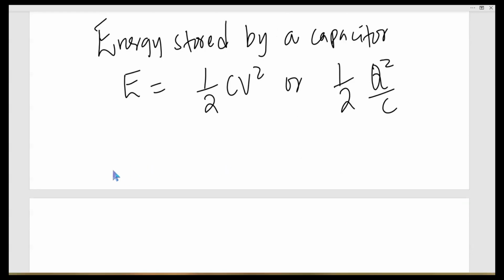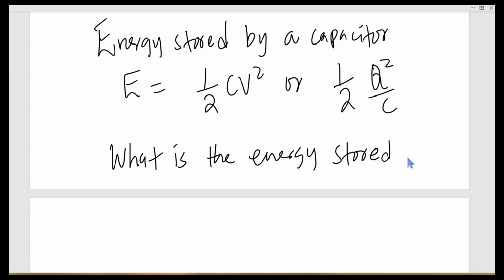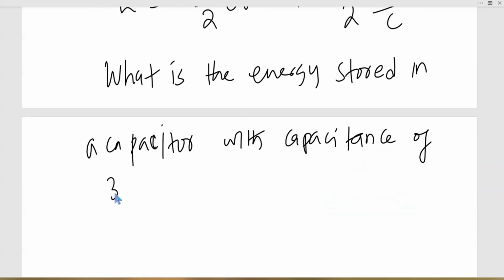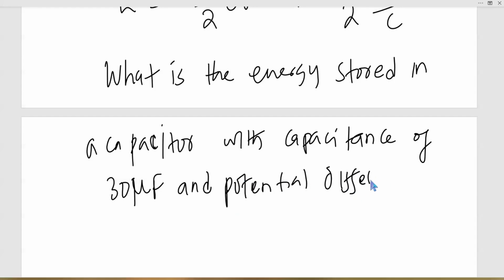So someone can ask you, what is the energy stored in a capacitor with capacitance of, let's say, 30 microfarads and potential difference of, for example, maybe 50 volts.